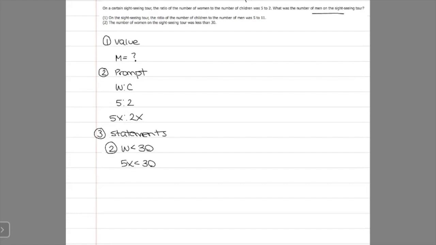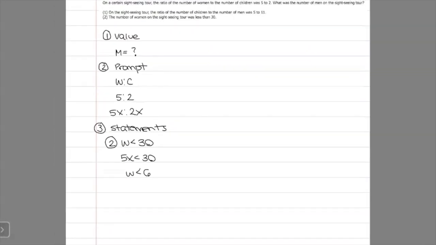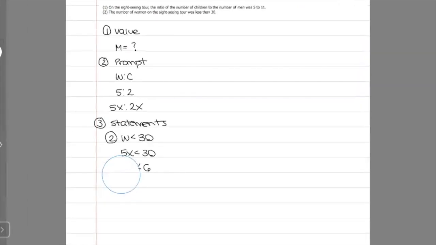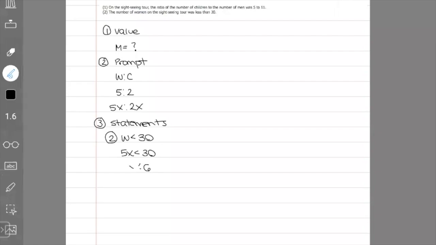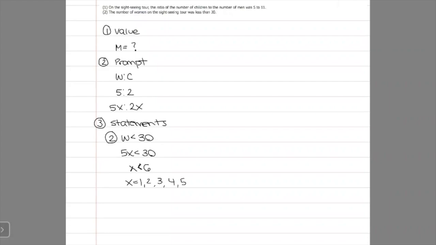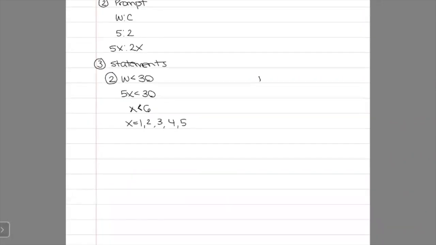This would allow us to find the unknown multiplier. But actually right away we can see that because we have no information about the men, and the men are the ones that we're looking for, it's not going to be useful. Since it just takes a second, we might as well do this out. But it's definitely insufficient because we know nothing about the men. And here I meant to write x. So this represents the number of groups of 5 women that we have, and basically we're saying that it has to be 1, 2, 3, 4, or 5, because if we're talking about people, they have to be whole numbers. So this is definitely not sufficient.